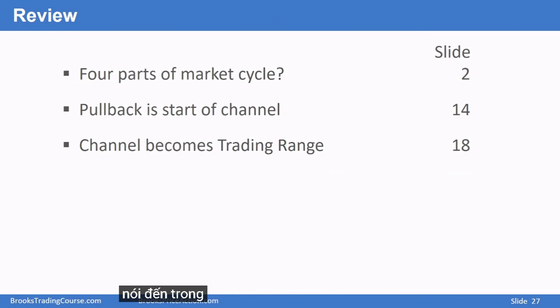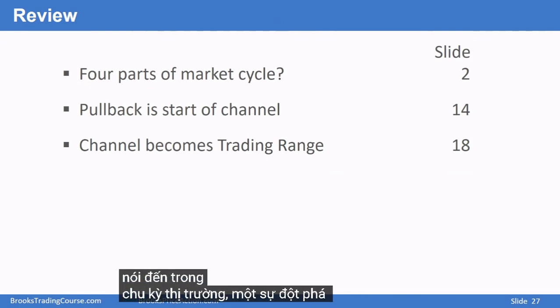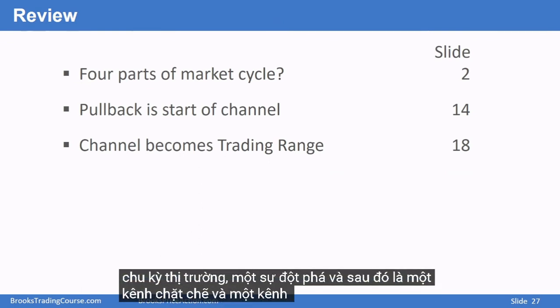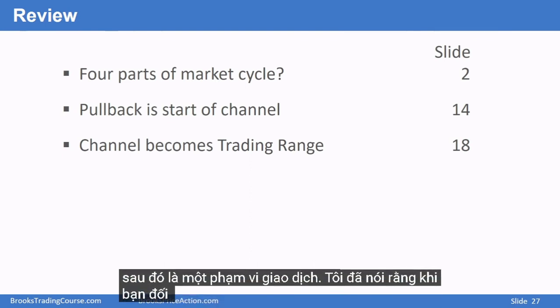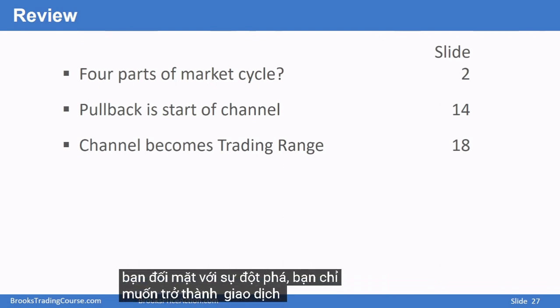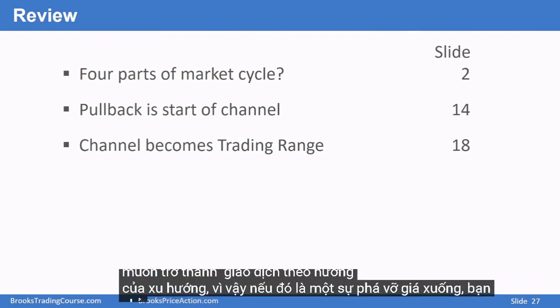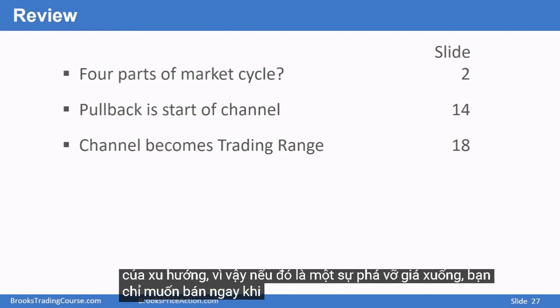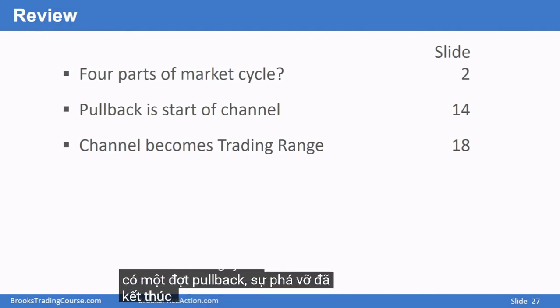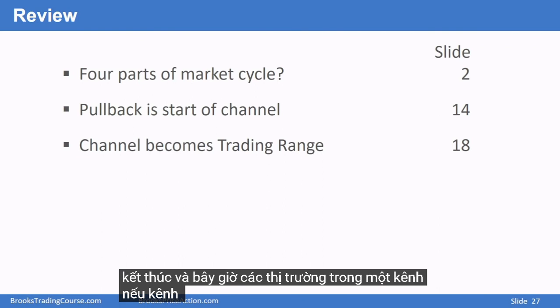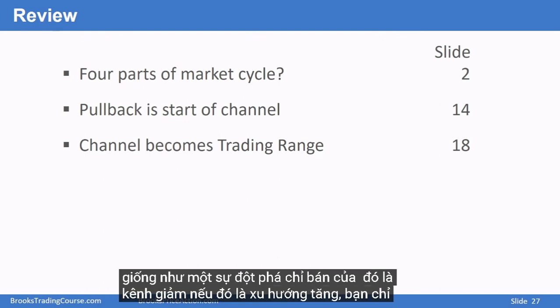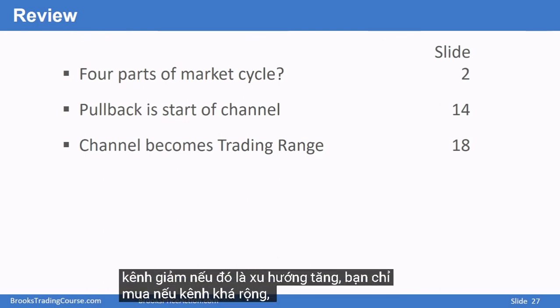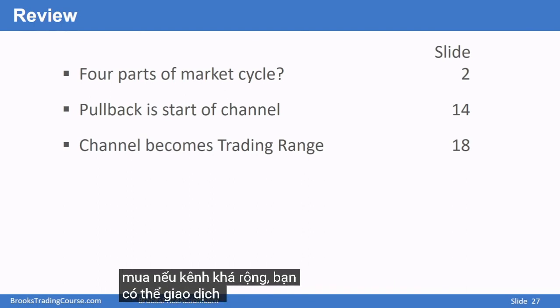I talked about the 4 parts of the market cycle: a breakout, and then a tight channel, and a broad channel, and then a trading range. I said that when you're in the breakout phase, you only want to be trading in the direction of the trend. So if it's a bear breakout, you only want to be selling. As soon as there's a pullback, the breakout has ended, and now the market's in a channel. If the channel is tight, again, trade it like a breakout, only sell if it's a bear channel. If it's a bull trend, you only buy. If the channel is fairly broad, you can trade in both directions.